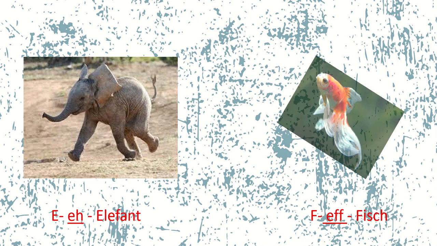Next letter is E. Elefant. Elefant is a German word and its English translation is elephant. Next letter is F. Fisch. The similar meaning in English as well, fish.